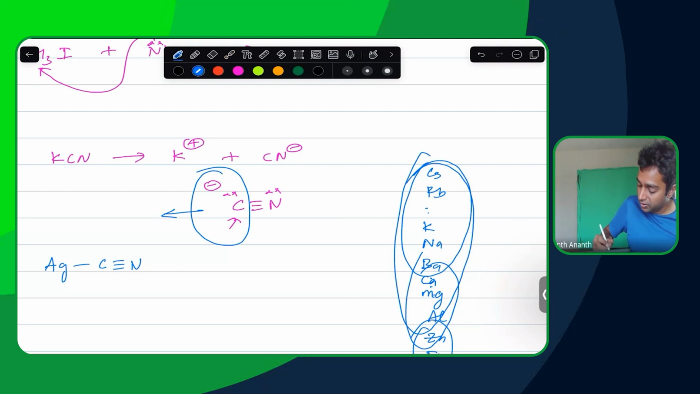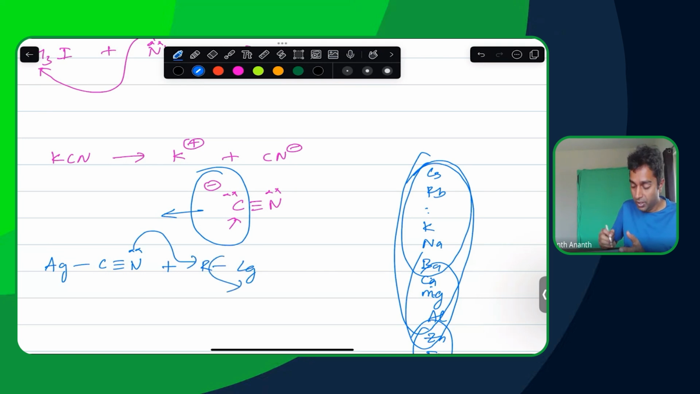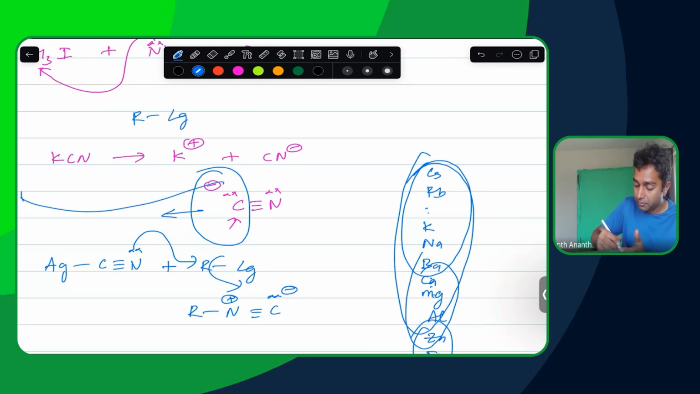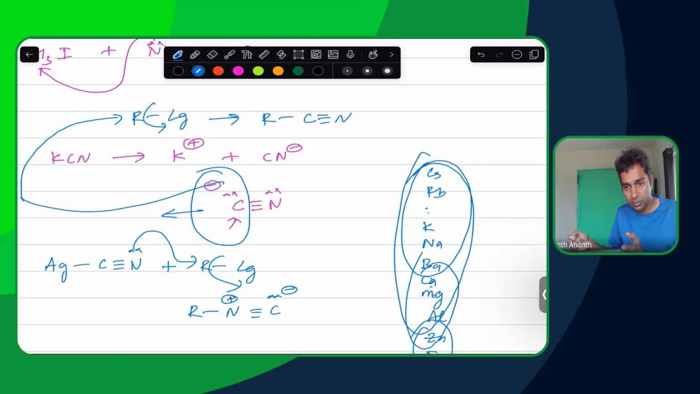So what happens now is there is no C minus. Only the nitrogen can attack. You understand what I mean over here? If I have this reacting with something like this, what will happen? Nitrogen will attack over here, and the leaving group will go. I will get RNC in the product. Whereas if I did this with R and a leaving group over here, this carbon end will come and attack here, and this will give me RCN. You understand what I'm trying to explain here?